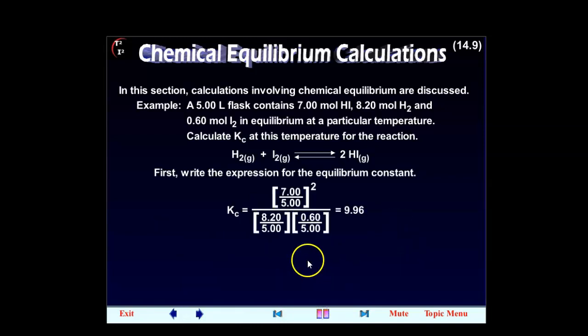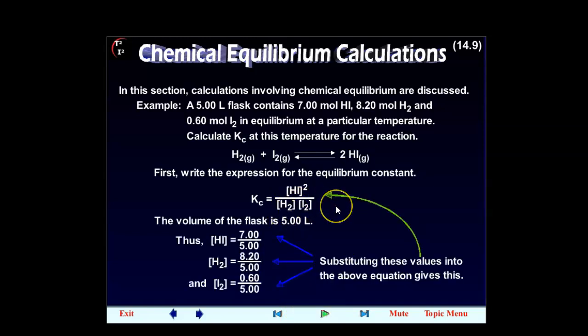All right, this is K sub C is equal to 9.96. I need to flash back a little bit so that you understand what is going on here. Now, the concentration of HI is found to be 7 moles over 5 liters, which is the volume of the flask. For H2, it's going to be 8.2 moles over 5 liters, which is the volume of the flask in liters. And I2 is 0.60 over 5 liters of volume, which is the volume of the flask.